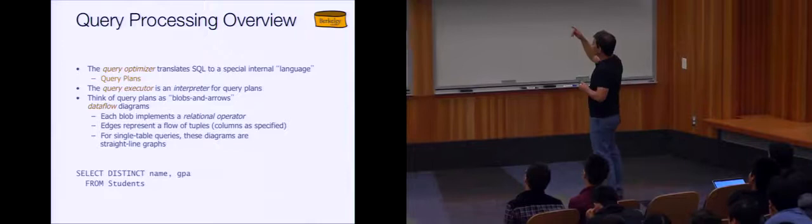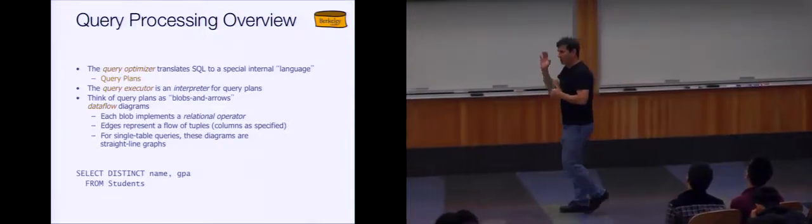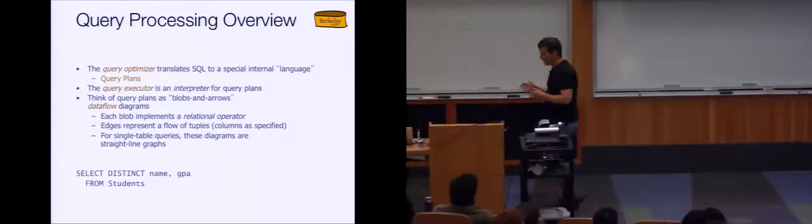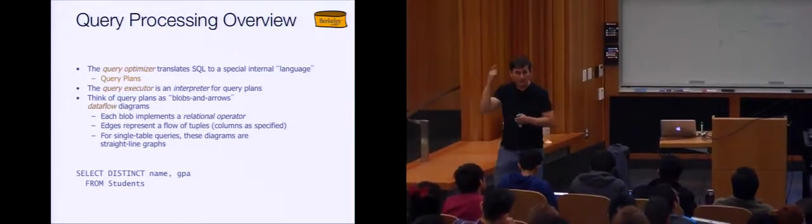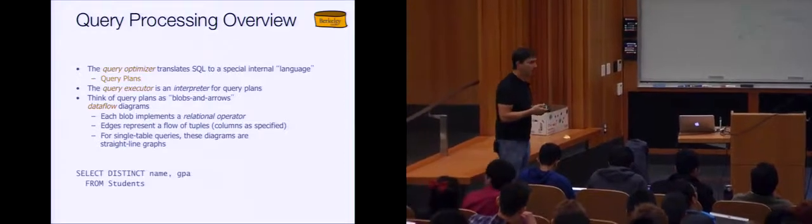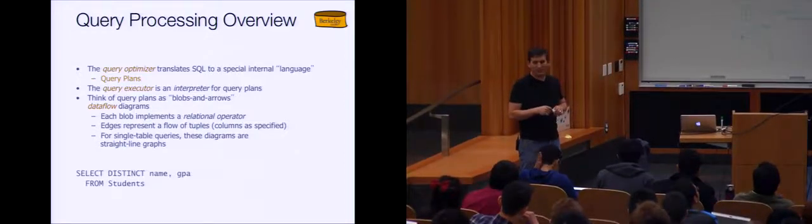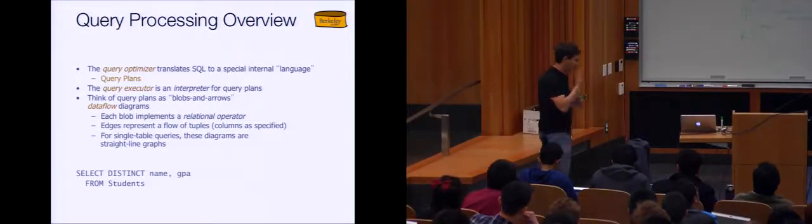Every tuple will have the same schema along any edge in this diagram. So for single table queries, the diagrams are just going to be straight line graphs. So these are not going to be very interesting. In general, they could be trees or DAGs or even cyclical. You can have cyclical data flow queries that come in. That's fancy. We won't do that in this class. But for single table queries, it's super easy. It's just a straight line.